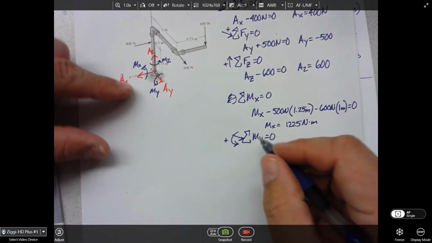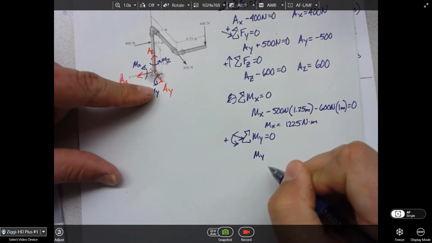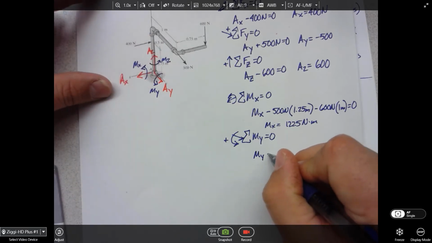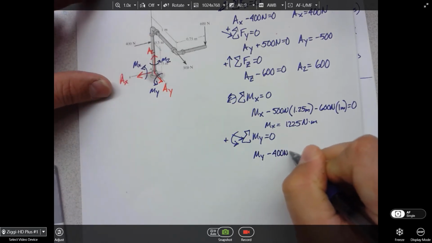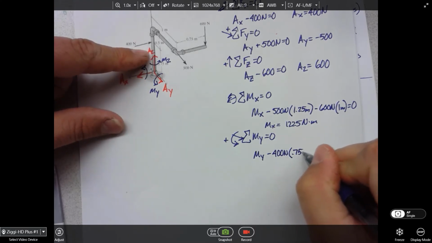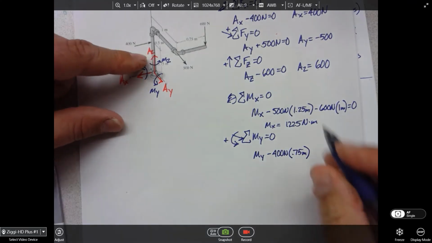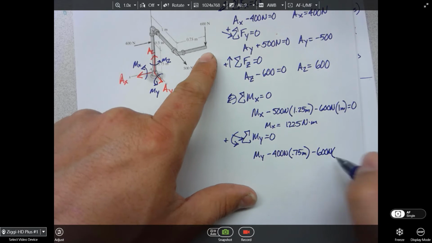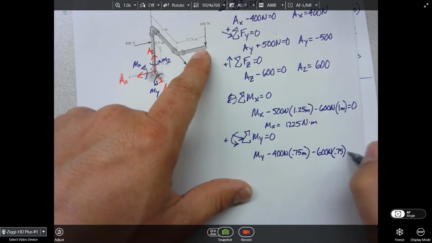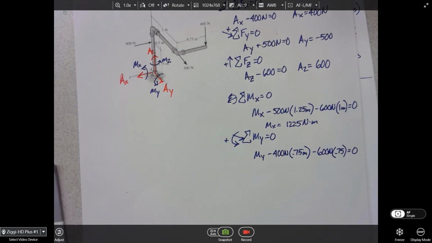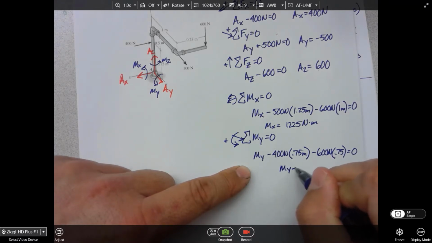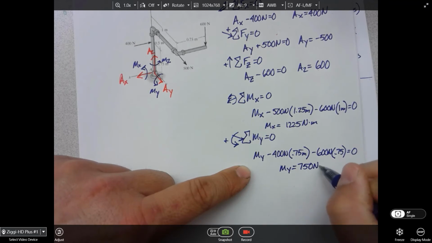Okay, so if I sum them in the y, I'm going to start with my MY because I'm assuming it's in the positive direction. Then I have 400, which appears like it's going to cause a negative, so it'd be minus 400 newtons times its height of 0.75 meters. Looks like 600 is also going to cause something, and it looks like it'll be negative also, with a distance of 0.75, and that'll have to equal 0. So we'll have 300 plus 450, so that's 750, I think. MY is equal to 750 Newton meters.